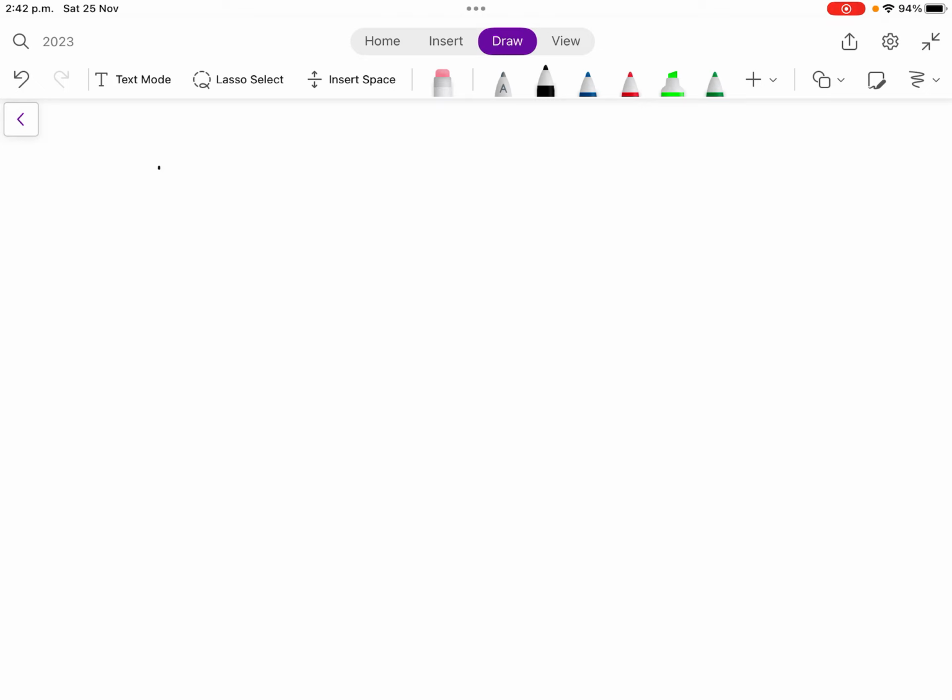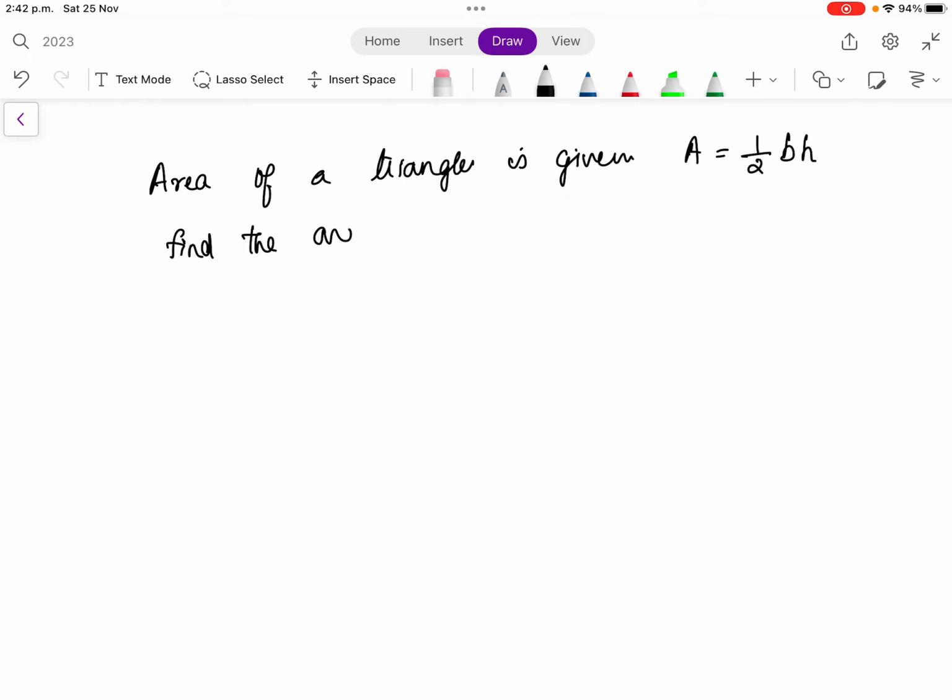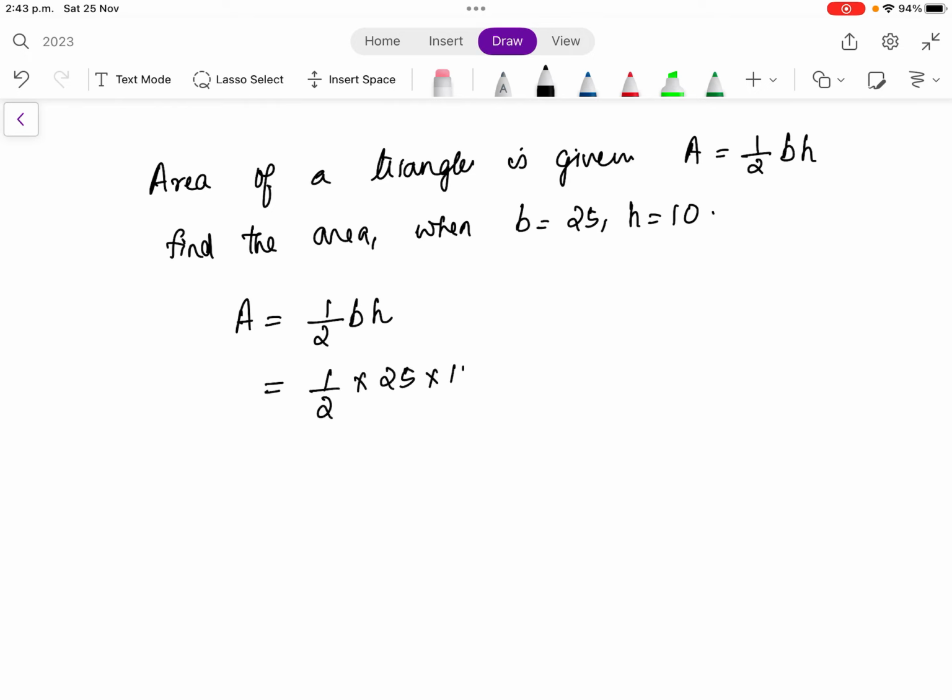Now let's try another question. Area of a triangle is given by the formula area is equal to half BH. Okay. Find the area when B is equal to 25, H is equal to 10. Okay. So area is equal to half BH. That's equal to half times 25 times 10. And this I can simplify only when multiplying. So this will be 5. So the answer will be 25 times 5, which is like 125.